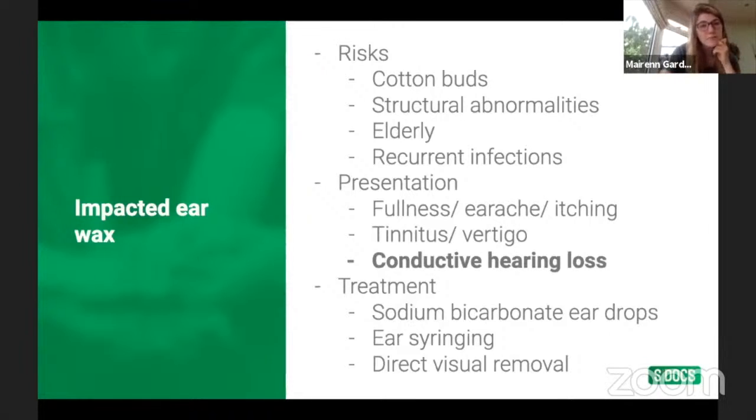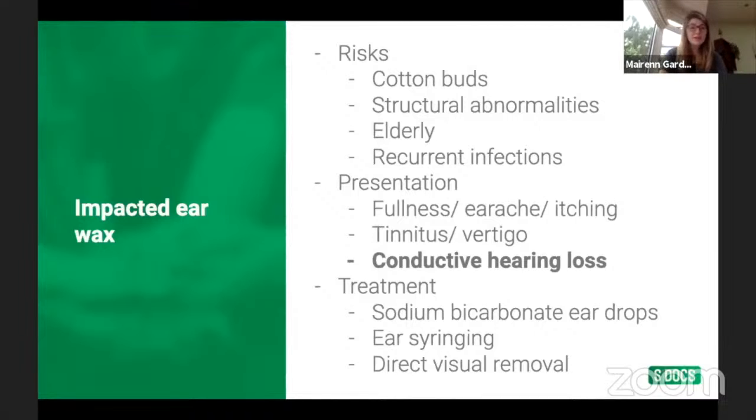Other causes can be structural abnormalities, so craniofacial disorders such as Down syndrome. The elderly and people with recurrent infections are also more likely to get impacted earwax. These patients are likely to come to you with a fullness, earache, and itching. They might also have tinnitus and vertigo, but one of the main things, if they're coming to you, is probably because of their hearing loss.